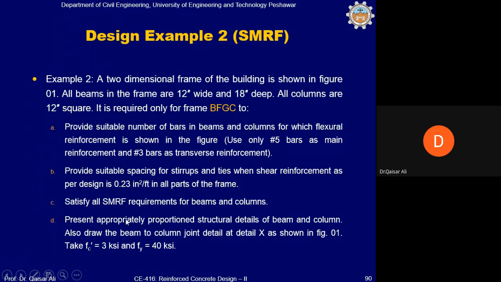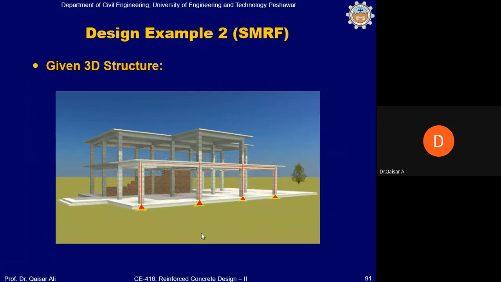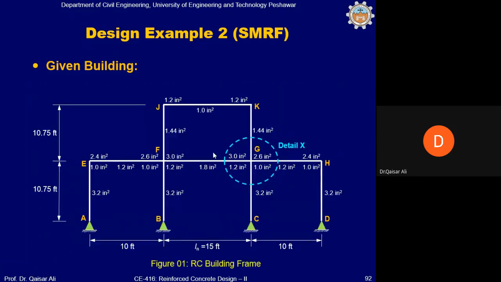And finally, we have to present appropriately proportioned structural details of beams and column, and we have to draw the beam column joint detail as shown in figure 1. Okay, first of all, let's see how this frame is. This is the frame. This frame is taken from the front part of this building. It will look like this in a two-dimensional frame.